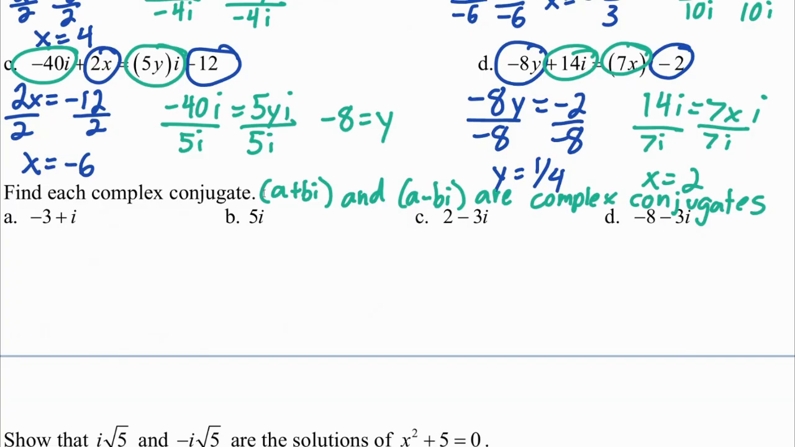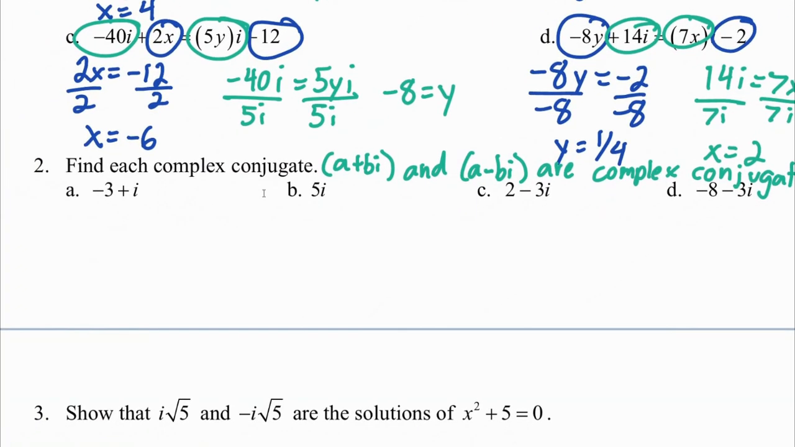Okay, so if we're looking for the complex conjugate of the first one, if we have negative 3 plus i, we would do negative 3 and i, and we change the sign in between them. Now the complex conjugate of 5i: 5i is a pure imaginary. This is the same thing as if we had 0 plus 5i. So again, same two numbers, right? Because our real component there is just 0, and switch the signs. So if we simplify this, our complex conjugate is negative 5i.